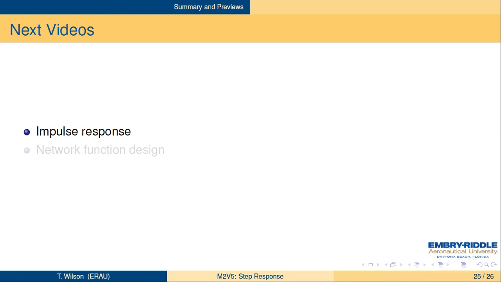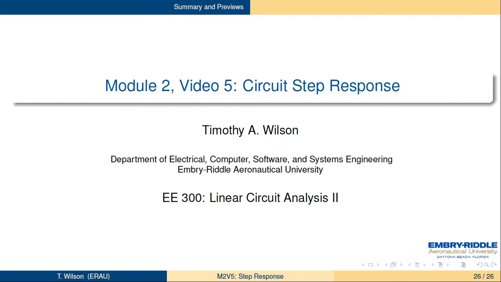So what's coming up next, we're going to look at the impulse response. There's a video of the impulse response. And then we're going to look at designing these things. So given a network function, how do we make the circuit that will have that behavior? So this has been EE300 Linear Circuit Analysis 2, Module 2, Video 5, Circuit Step Response.